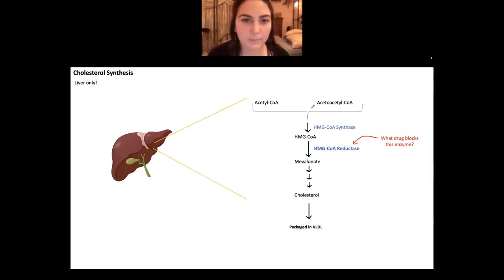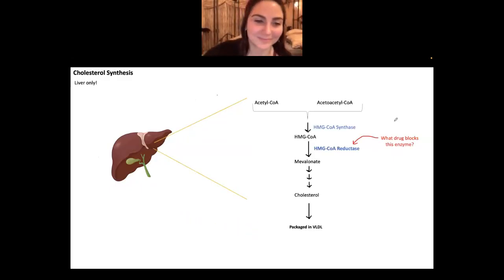All right. So the first thing is cholesterol synthesis. You really don't need to know this whole process. I would just basically know that you go from HMG-CoA to mevalonate, and HMG-CoA reductase is the enzyme that does this. What drug blocks this enzyme?